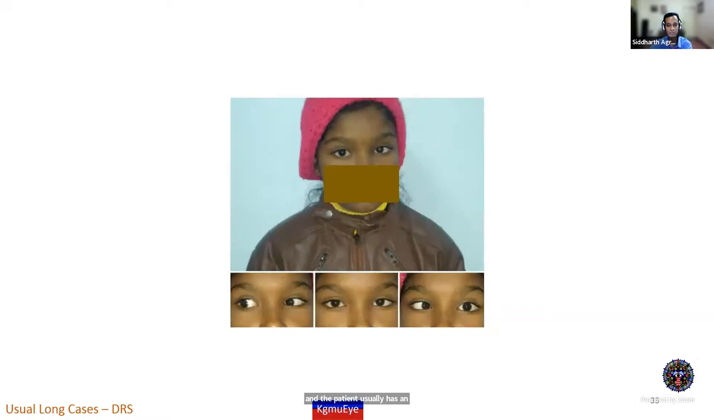The usual viva questions that you will encounter are: how do you know that this is a restrictive deviation? And what test would you perform to confirm? The answer we are looking for is forced duction testing.